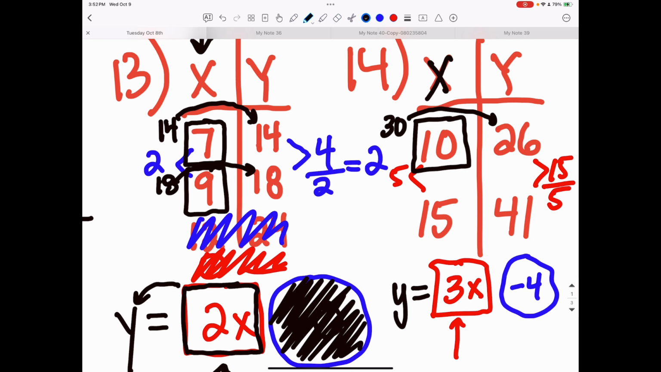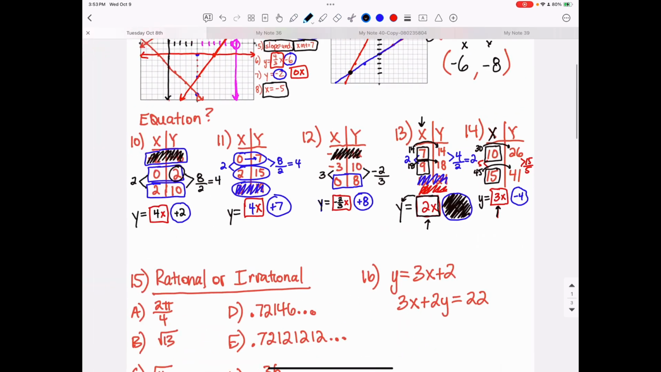So that's the equation. Ready? If I take 3 of my x's, if I take 3 of these 15s, I'm at 45. And then if I minus 4, I'm down at 41. That's the equation, 3x minus 4.